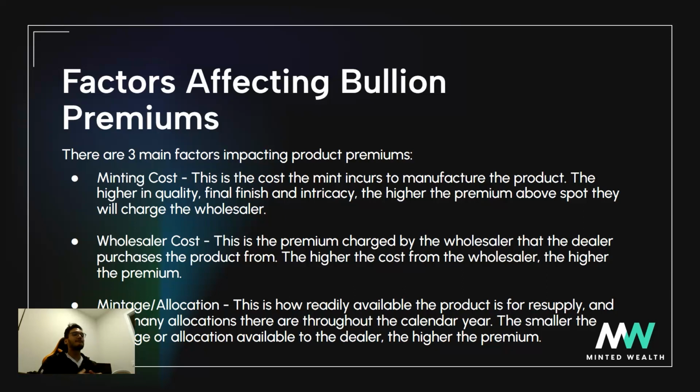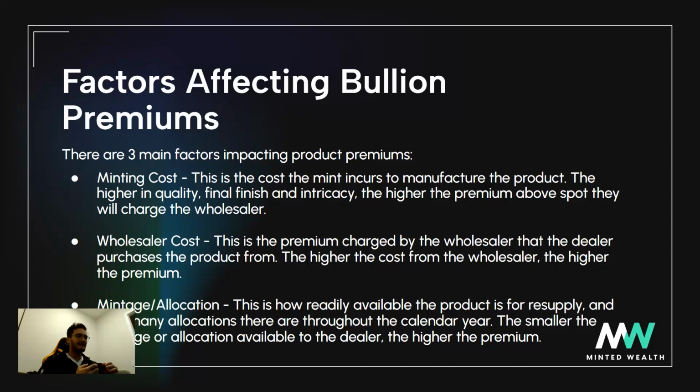And then finally, mintage and allocation. So this is really how readily available the product is for resupply and how many allocations there are throughout the calendar year. So let's take a 1 ounce silver round. The supply for this is generally unlimited, so the premium on it a dealer will charge is quite low.